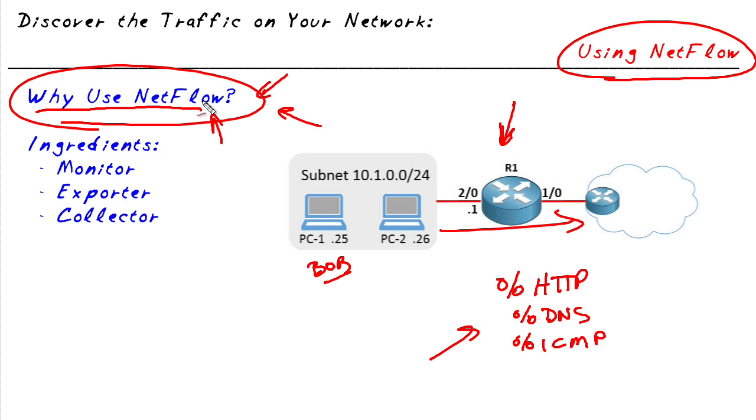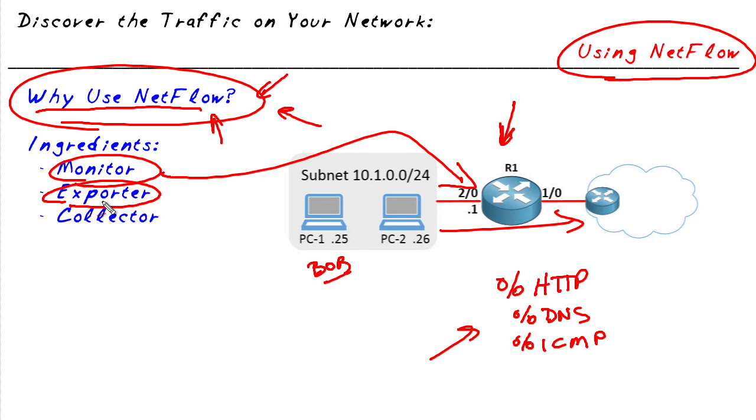Now, setting up Netflow, the current flavor is version 9. But it boils down to 3 basic ingredients. We're going to have a monitor that's actually going to look at the traffic as it goes into or out of an interface on a router. That information regarding the flows of traffic is put in memory in a cache for a short period of time, and then it is exported out to a management system.